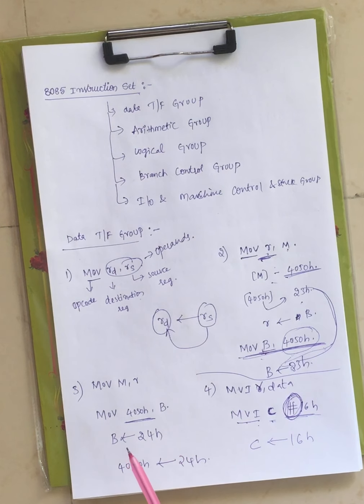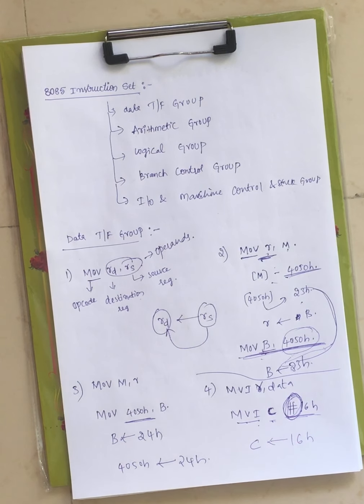Now coming to the fourth instruction under the data transfer group, MVI, move immediate. MVI R, data is your fourth instruction. I can give an example: MVI, move immediate, then a register. I can take any register, B or C or H or L or D or E or A. Not only B or C, you can take any register to store some particular 8-bit data. Here I have considered the register as R, and the data is considered as 16H.